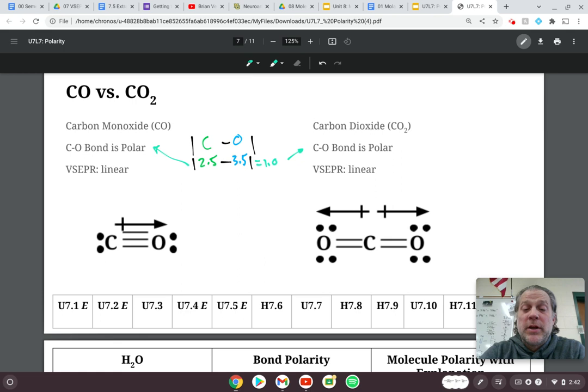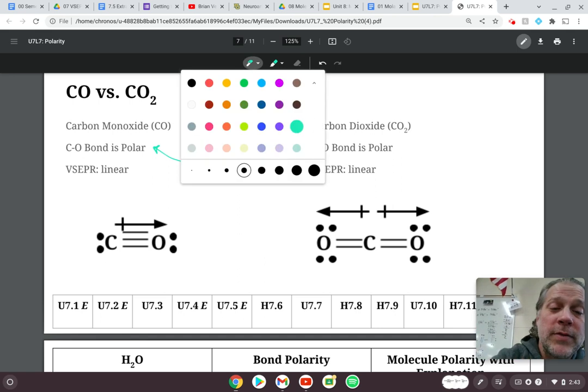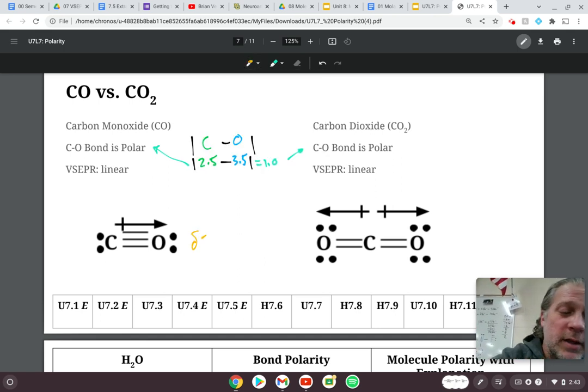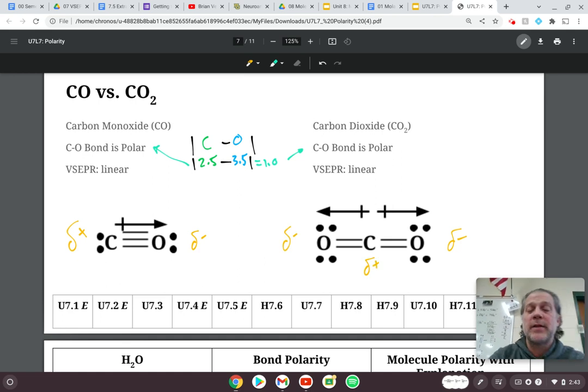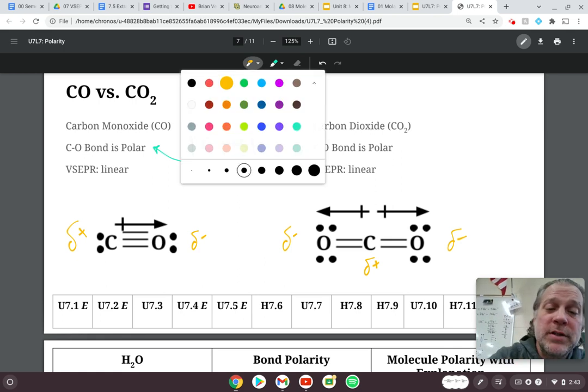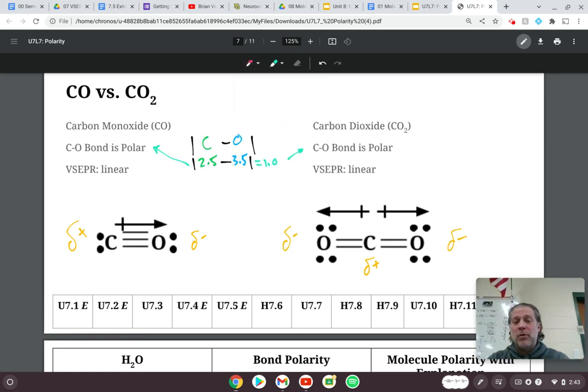So that gives us a polar bond in both cases. I'm also telling you that the shape is linear for both of these. And I drew dipole arrows on the structure. For carbon monoxide, this is going to be the slightly negative side. This will be the slightly positive side. And for the carbon dioxide, this will be the slightly negative side, and then slightly positive side in the middle. Now, the issue is that because the dipole arrows in carbon dioxide are in equal but opposite directions, they tend to cancel each other out. So this molecule is non-polar.